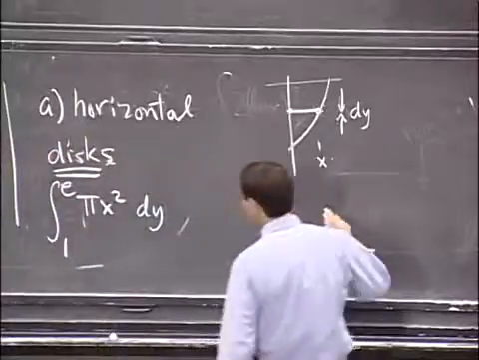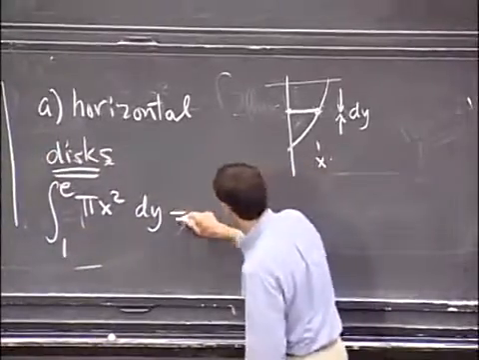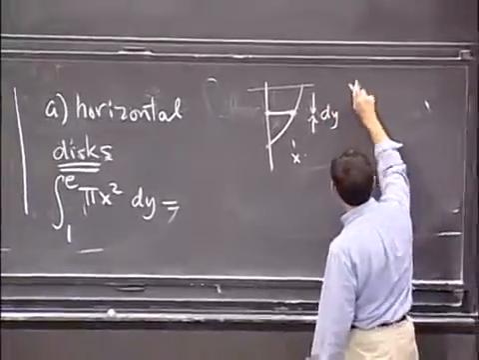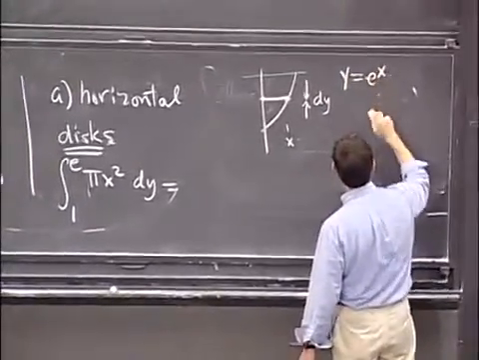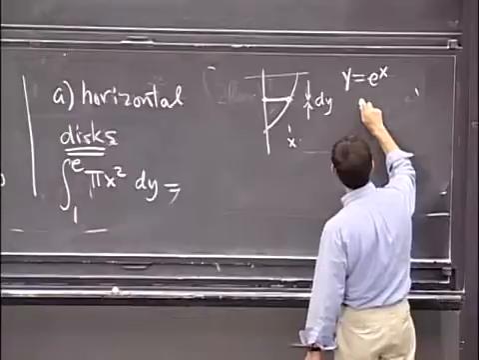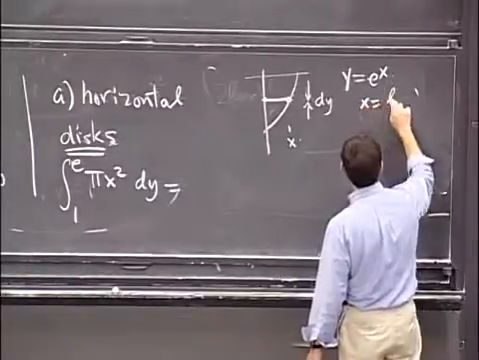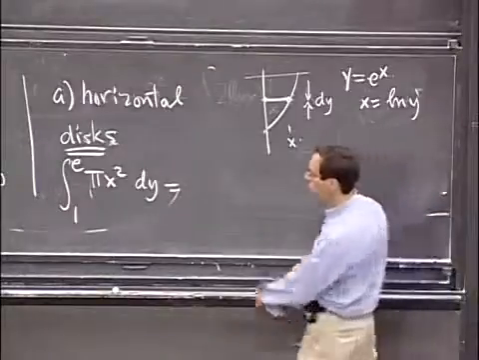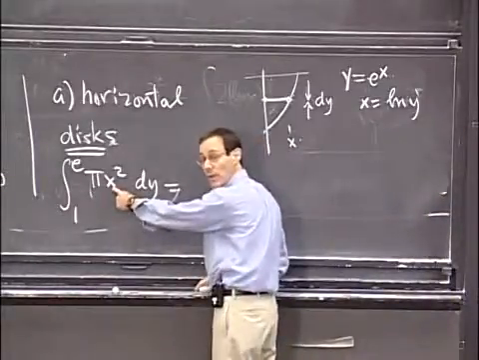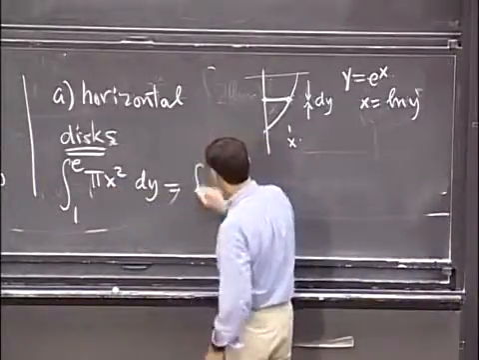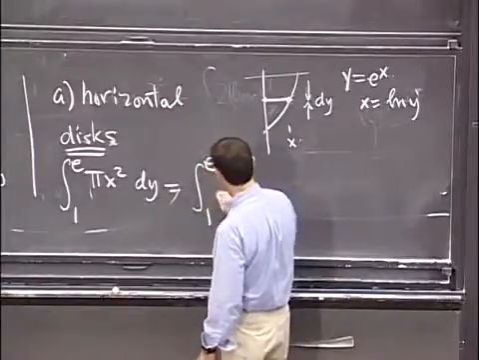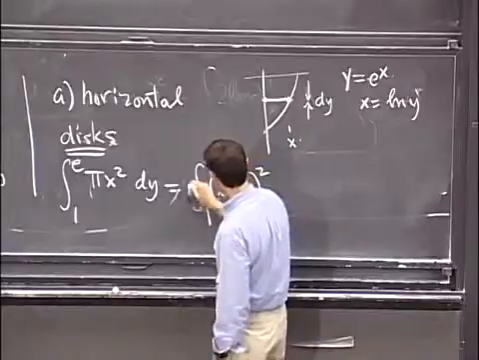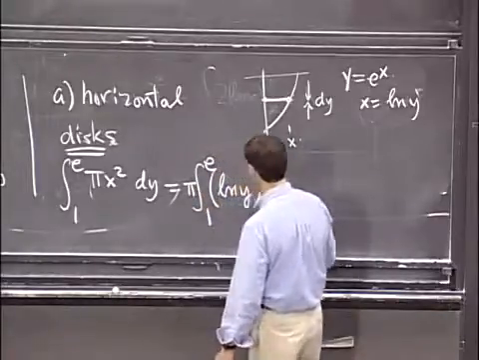And now we have one last little item of business before we can evaluate this integral, and that is that we need to know the relationship here on this curve that y is e to the x. So that means x is natural log of y. And in order to evaluate this integral, we have to evaluate x correctly as a function of y. Now, that's the integral from 1 to e of log y, the quantity squared, times pi dy.